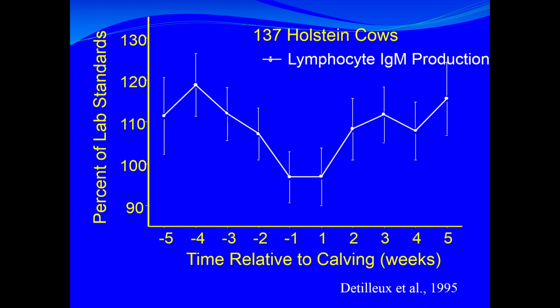Now remember, this is the average of 137 cows. Averages means that there's some cows that sailed through this in good shape, and there's some cows who really did poorly, and we'll get to those later.